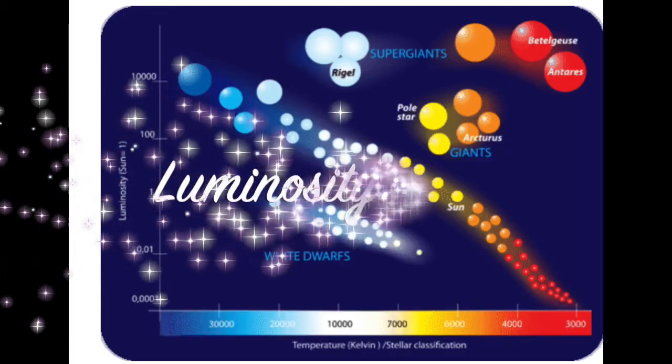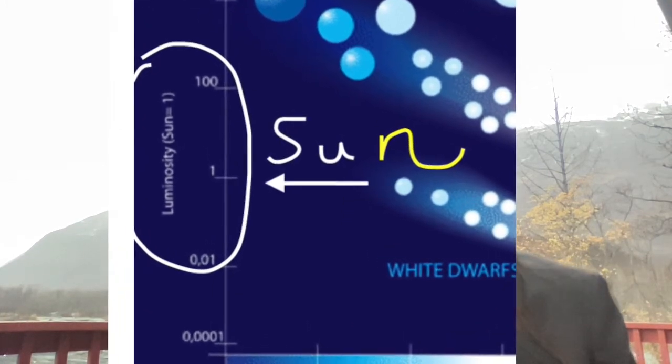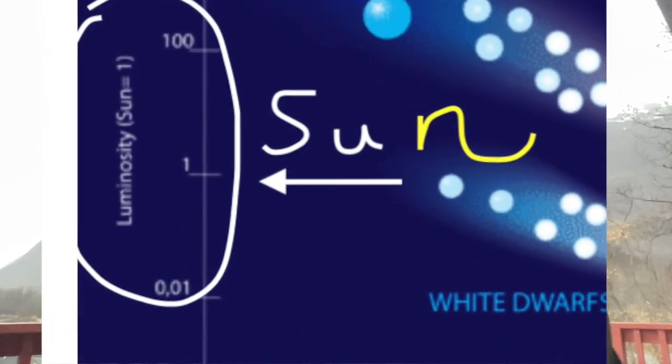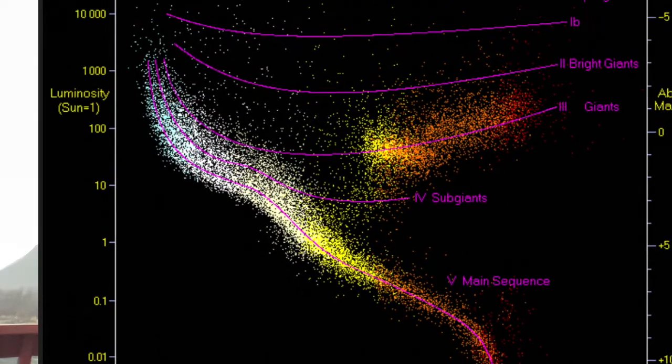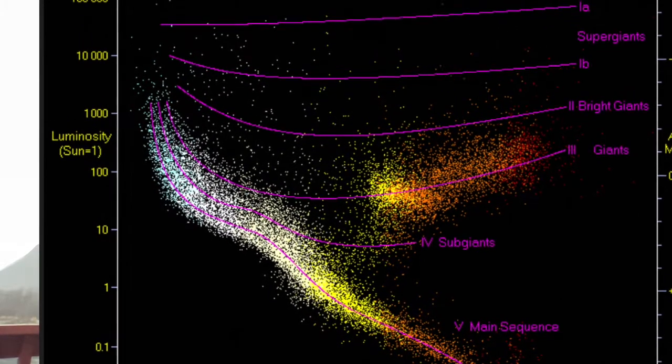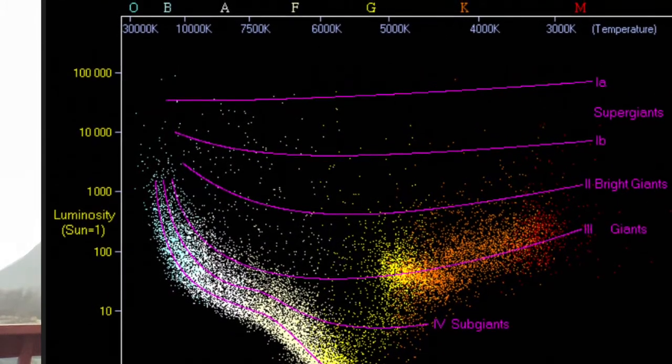We'll start with luminosity on the left side, labeled luminosity L for the sun, and the sun is 1. The scale is logarithmic. If it was not logarithmic, the y-axis could not fit on the paper. One step on the axis is 10 times brighter than the previous, and 2 steps is 100, 3 steps 1,000.